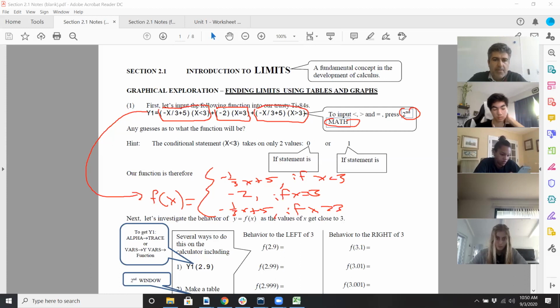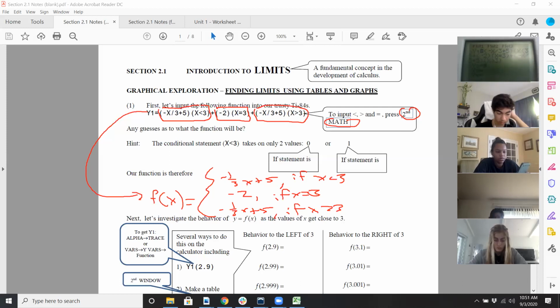And the parentheses. Then I'm going to type in the next one. X equals 3. And I'm going to type in the other one. Negative x over 3 plus 5, parentheses, second math. So I need to hit x is greater than 3. Okay, I think I've got this correct. It looks good to me. Yep. Okay, so this is what I have.